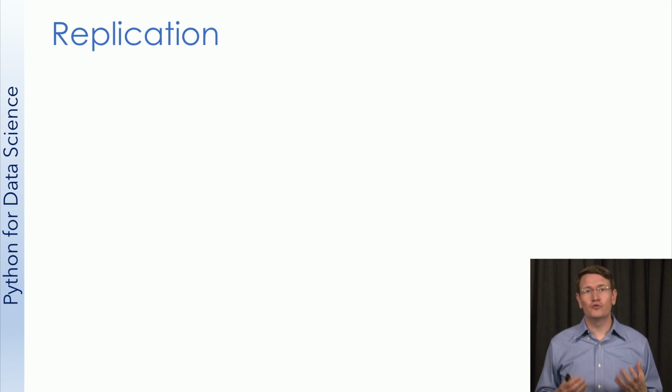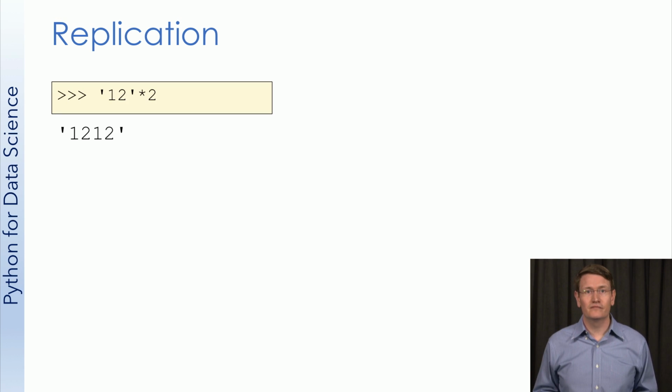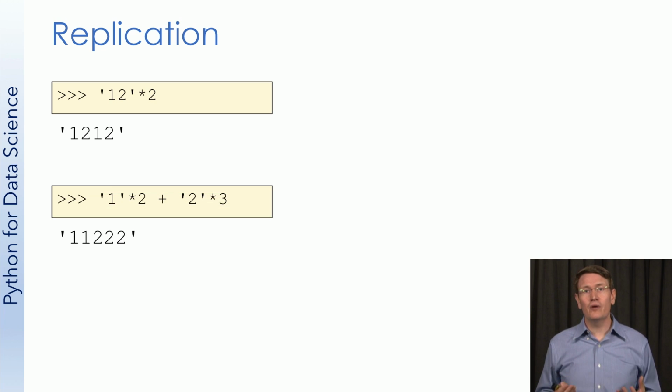Suppose that we'd like to have a string repeat over and over. To do that, we'd use replication. In this example, we're asking the string 1, 2 to be replicated twice to form the string 1, 2, 1, 2. You can combine replication and concatenation like this in order to build more complex strings.